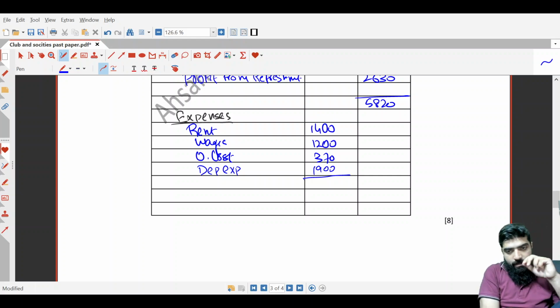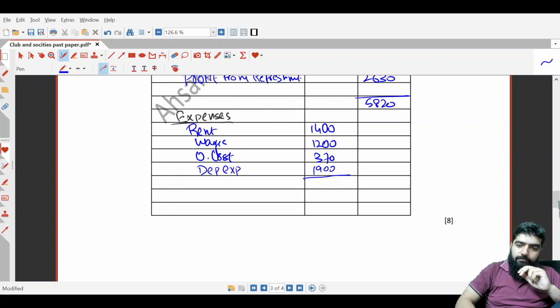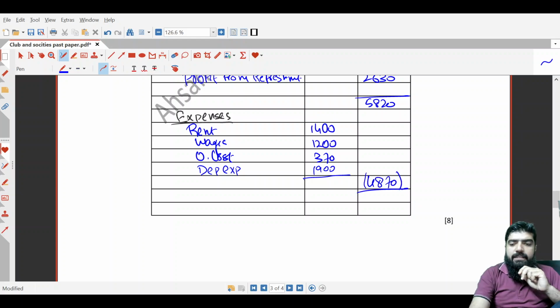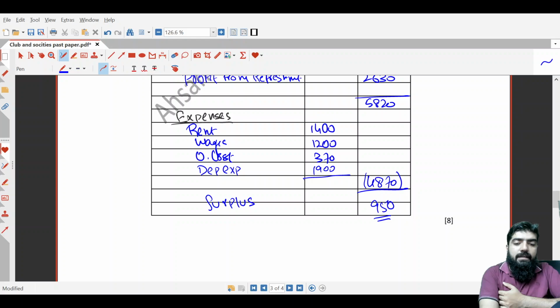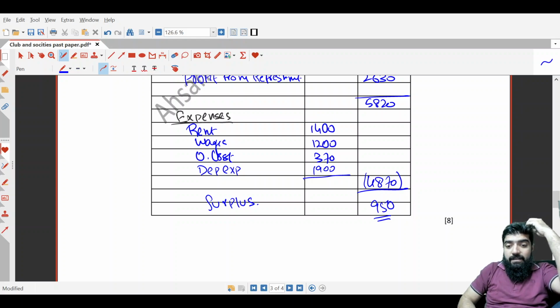Now, can you please calculate the total of the expenses? 4,870, that is the total expenses. And can you please calculate the difference? 950, and this will be known as what? Surplus. This will not be recognized as a profit, instead it will be recognized as a surplus.